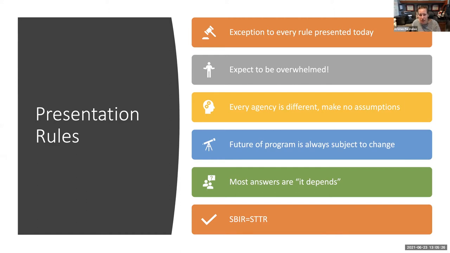Every agency is different. When we talk about SBIR and STTR, we're talking about these 11 federal agencies that participate in the program, but each one of those agencies is different. So don't make any assumptions. If you have submitted an NIH SBIR proposal, it is nothing like submitting a USDA SBIR proposal. So every time you start working with a new agency, you need to revisit all the rules.